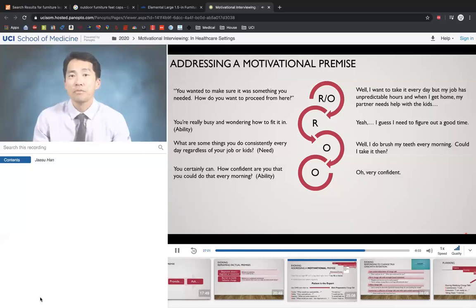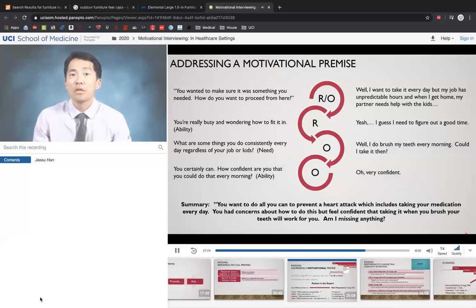Oh, very confident. So a summary statement could be, you really want to do all you can to prevent a heart attack, which includes taking your medication every day. You had concerns about how to do this, but feel confident that taking it when you brush your teeth will work for you. Am I missing anything? So you could see here that my reflections and open-ended questions back to him really reflect the patient's ability and need. I'm trying to get the patient to provide that because that's going to result in more likely change.